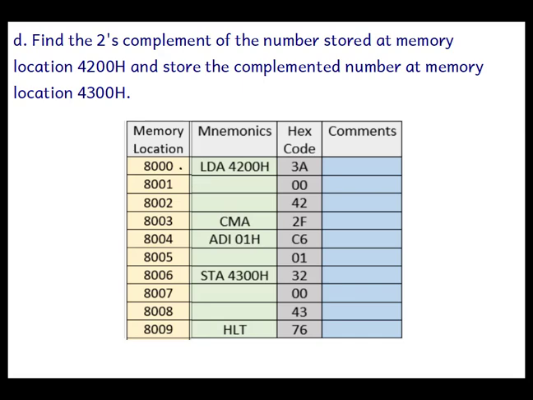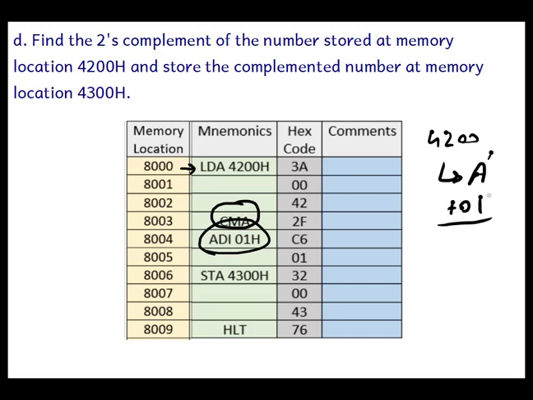The first instruction is LDA 4200. It will store the content from 4200 to register A. And this instruction CMA will complement the contents of register A. And ADI 01, what is this ADI? Add immediate. So what does it do? It will add 1 to this particular A, that is, to the complemented data.